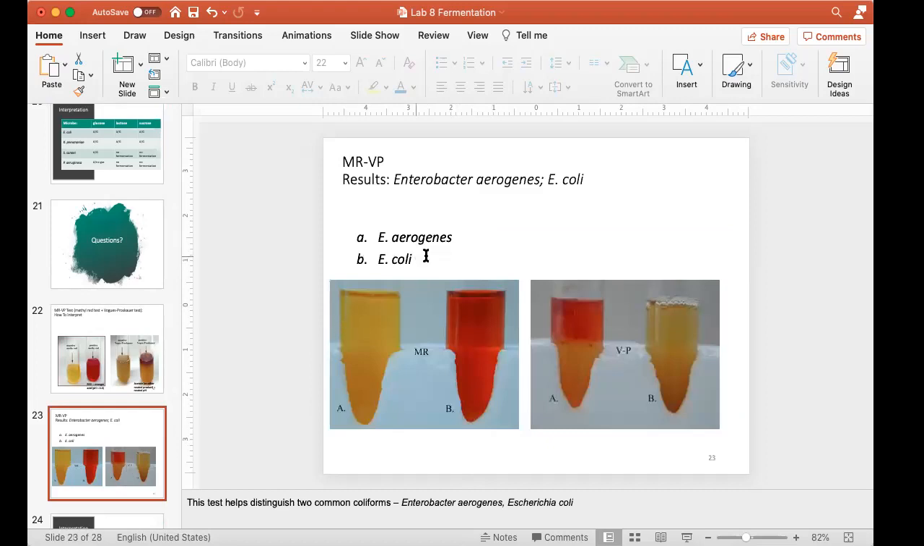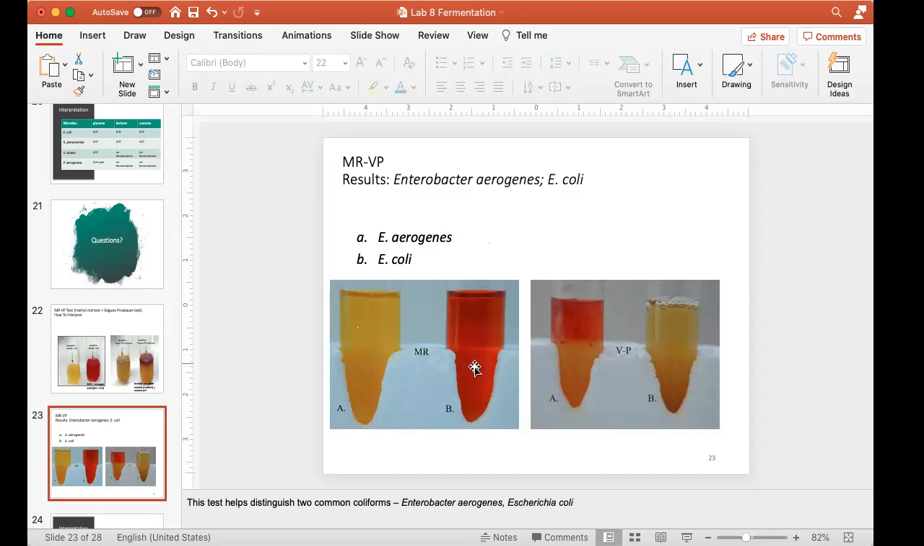Both E. coli and Enterobacter aerogenes are coliforms. They're both gram-negative rods, intestinal organisms, both coliforms. They're closely related to each other. They can be hard to tell apart. But one of the tests we can use to tell them apart is the MRVP test.